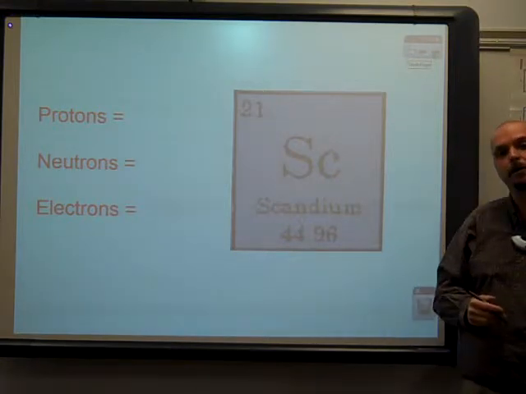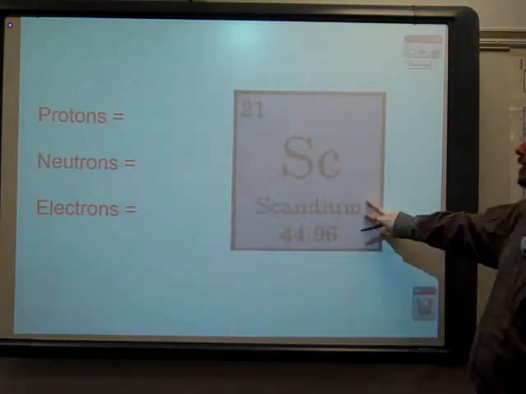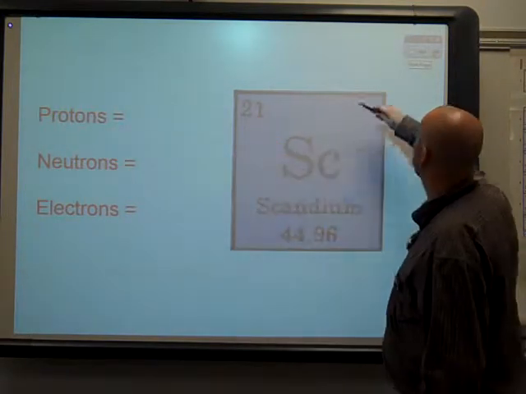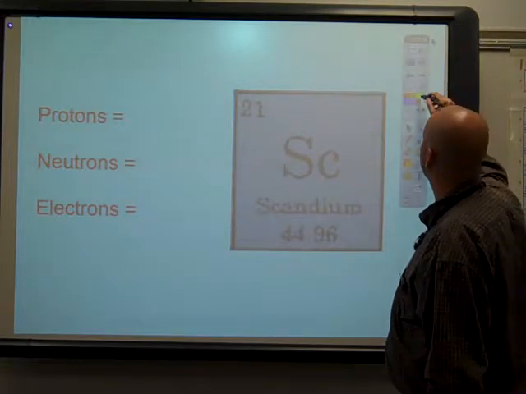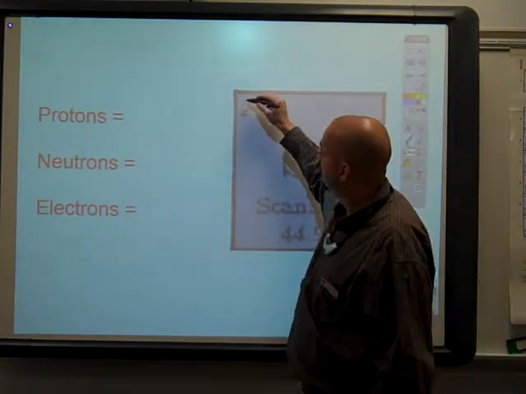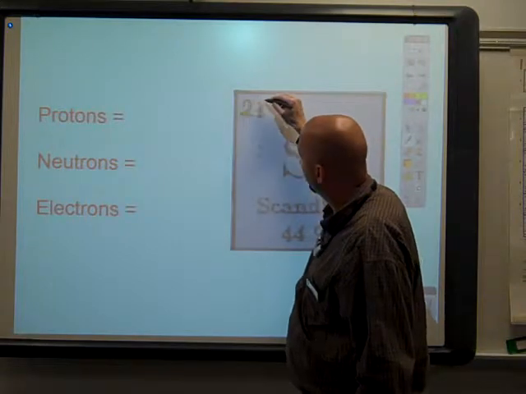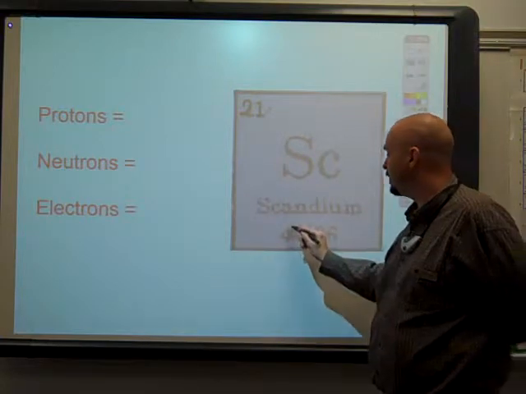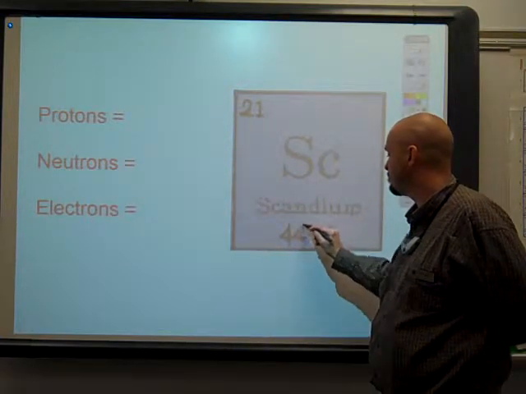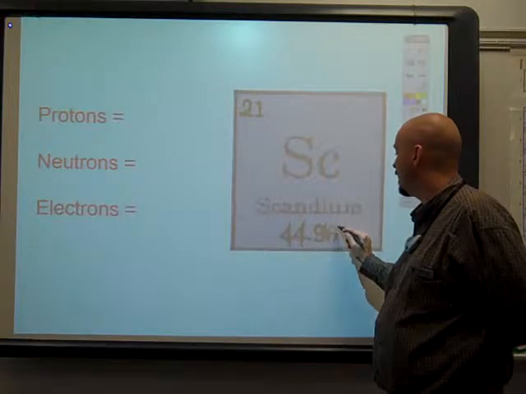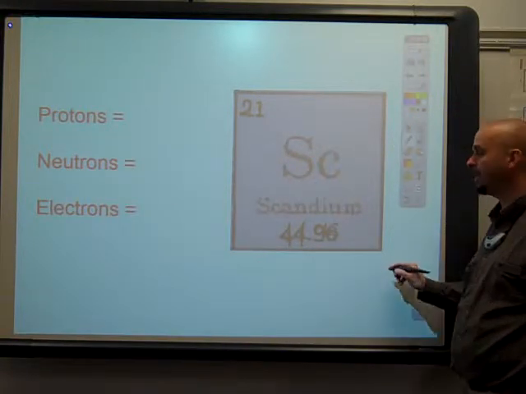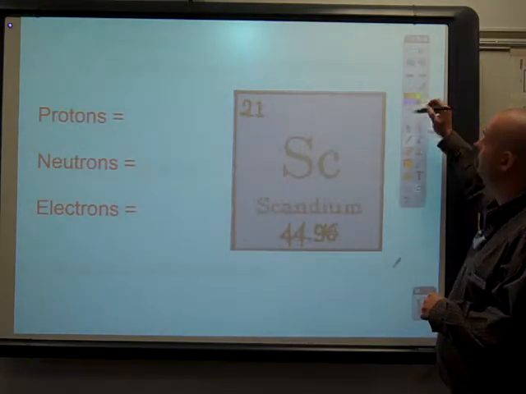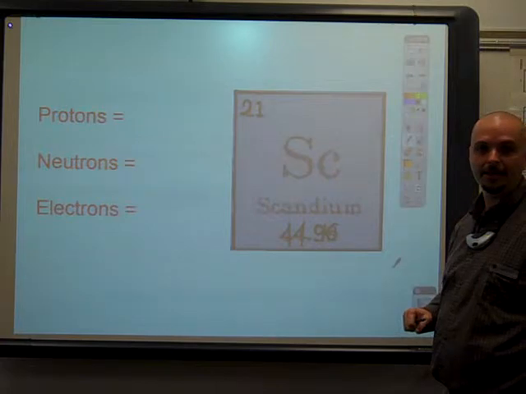We'll do a couple of examples before I close. This is the box for scandium. We have a 21 up here. It might be a little bit difficult to read because it's a little dark. We have a 21 in the upper left-hand corner. Down here this says 44.96. And again, this is a square exactly off of the periodic table that you're given for the end of course exam.